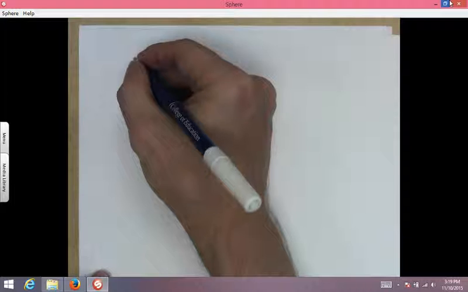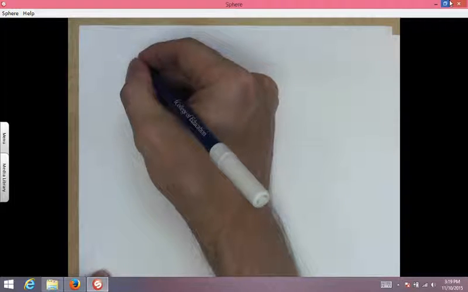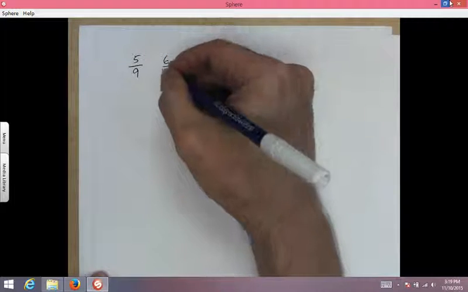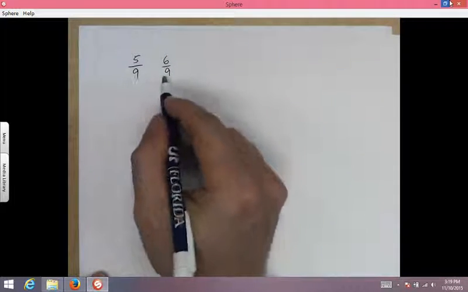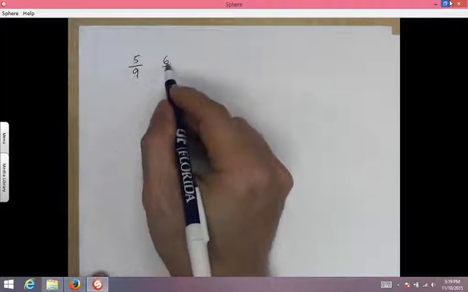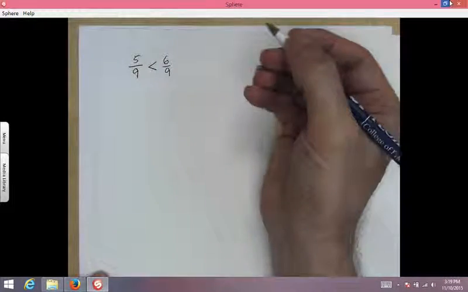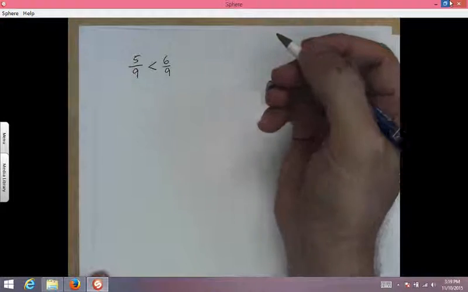First of all, if the denominators are the same, super easy. 5/9 versus 6/9. Well, if a pizza is cut up into 9 slices, would you rather have 5 of the 9 slices or 6 of the 9? Well, pretend you're really hungry, 6 of the 9. There you go.